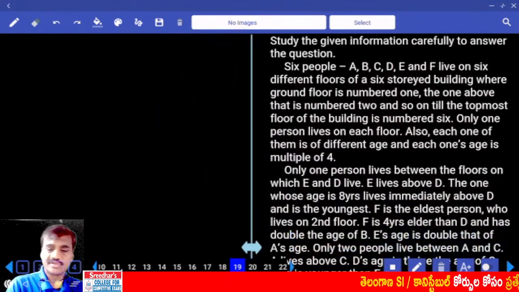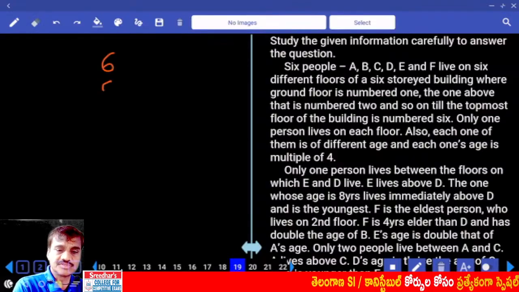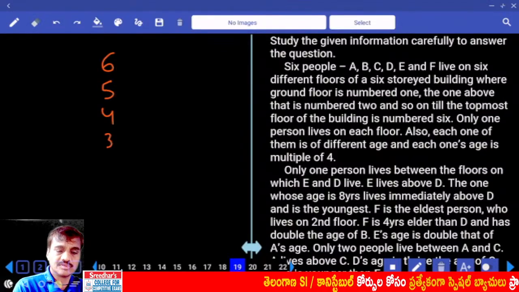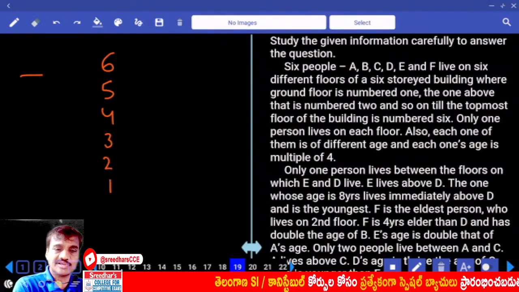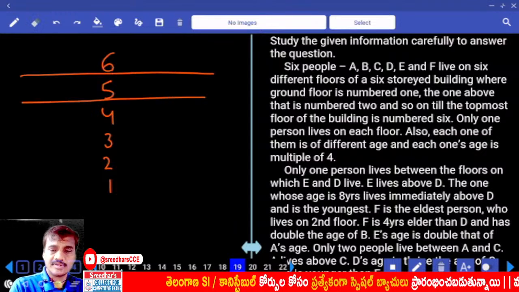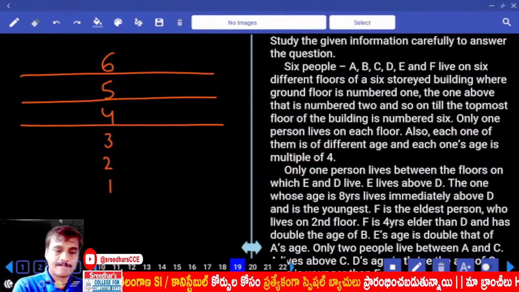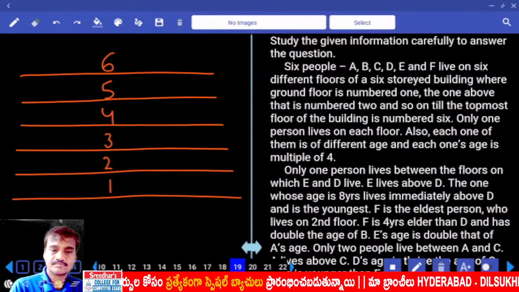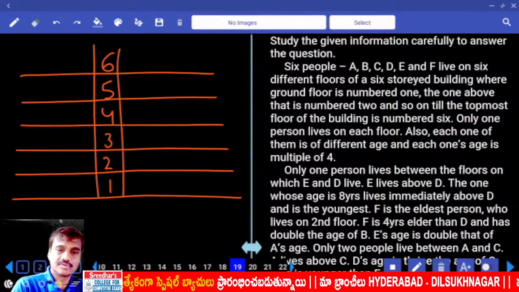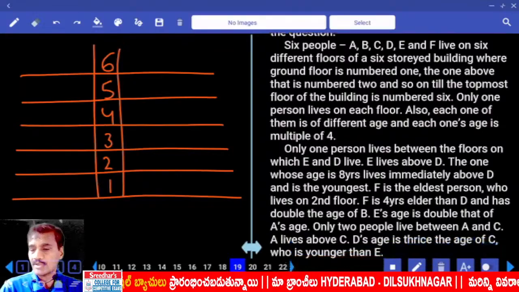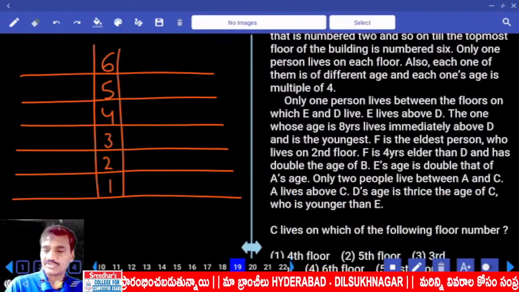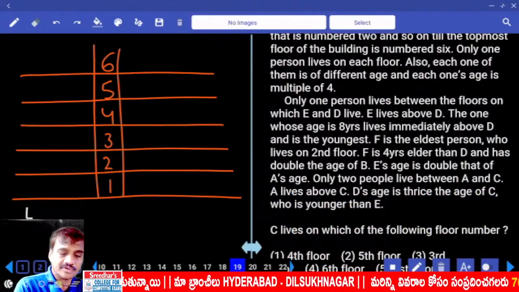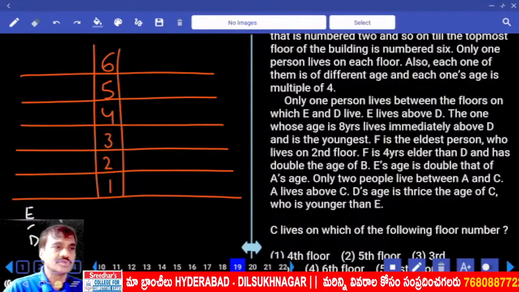How many floors are there? 6. Now 6, 5, 4, 3, 2, 1. The age of each person is a multiple of 4. Then coming to condition number 1: only one person lives between the floors on which E and D live. Now between E and D, how many persons? There is only one person.